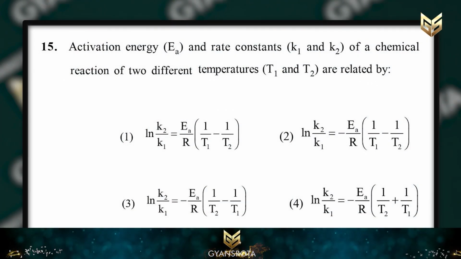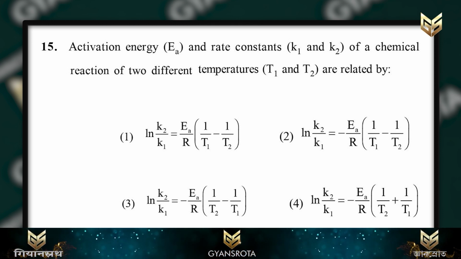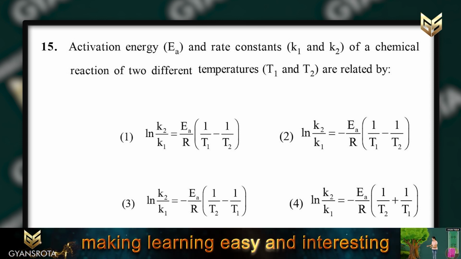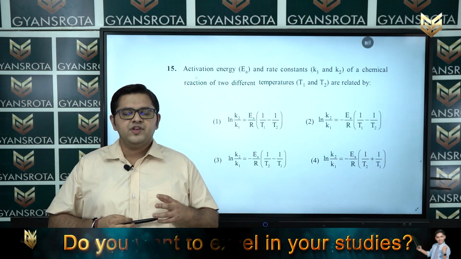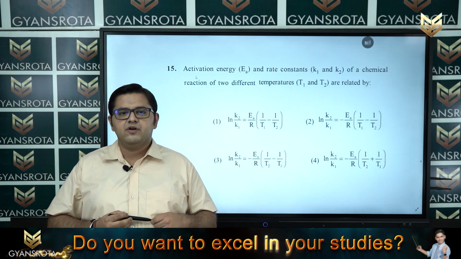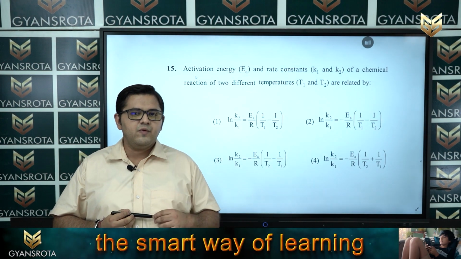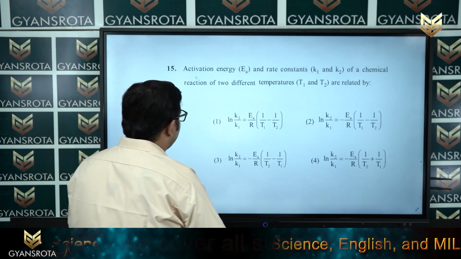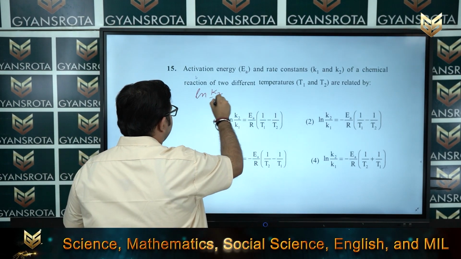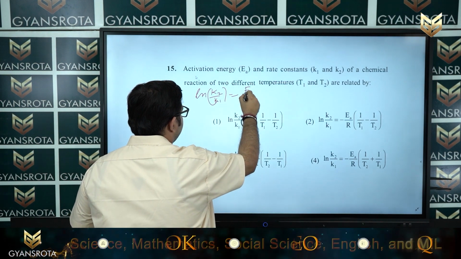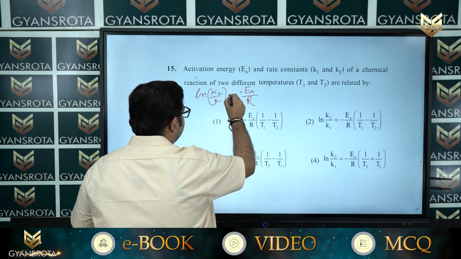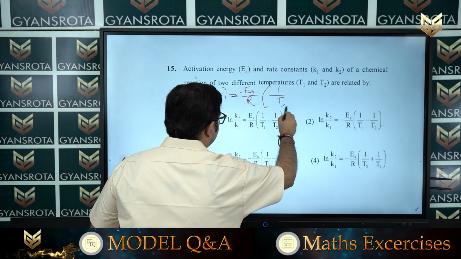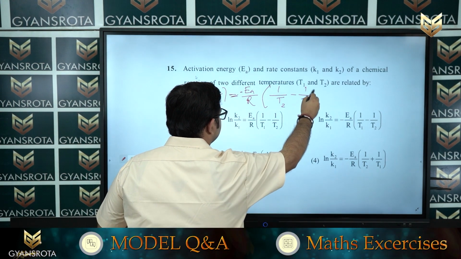Activation energy Ea and rate constants K1 and K2 of a chemical reaction at two different temperatures, T1 and T2, are related by. This question comes from the chemical kinetics chapter of your class 12 NCERT. Now we are moving to the solution part. ln of K2 by K1 is equal to minus Ea by R, into 1 by T2 minus 1 by T1.